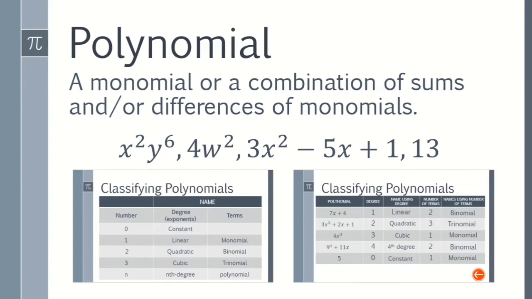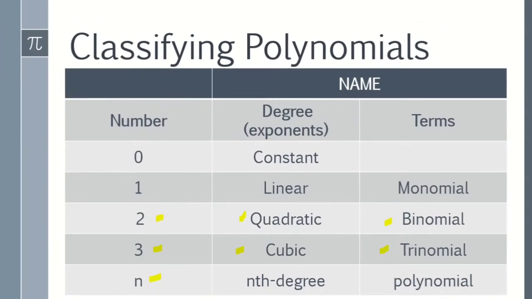So, by definition, remember that polynomial is a monomial or a combination of sums and or differences of monomials. Ang polynomial ay pwede nating i-classify dun sa maximum number of exponent niya at sa number of terms ng isang polynomial. Unahin muna natin kung paano mag-classify ng polynomials. Okay, dito sa number, meron tayong 0, 1, 2, 3, and then n. Ang 0 or any number na walang kasamang variable, ang tawag sa kanya ay constant dahil ang exponent ng variable na yon ay 0.